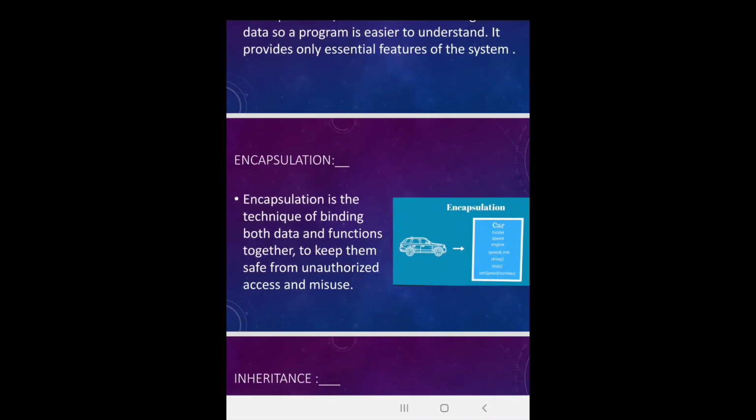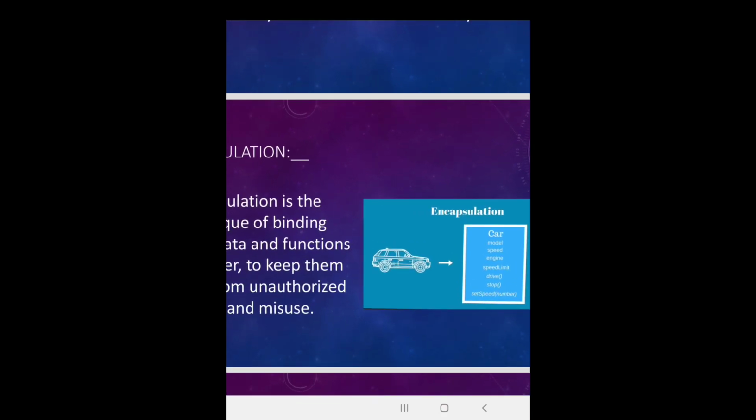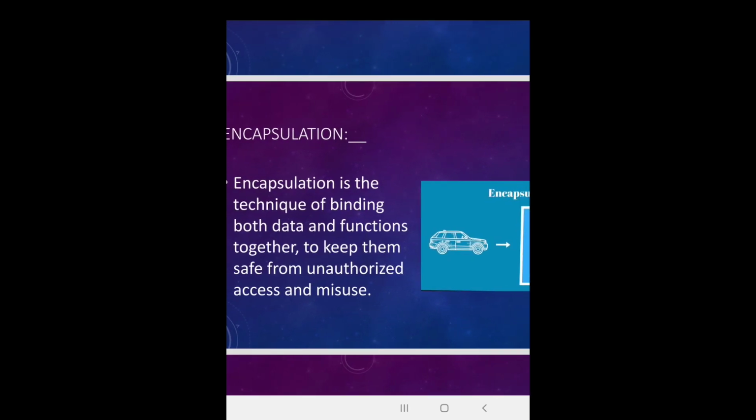This is encapsulation. For this there is an example where you can see a car and its model. A car has features like a model, its speed, its engine, and drive, and a few more features. Encapsulation is the technique of binding both data and functions together to keep them safe from unauthorized access and misuse.